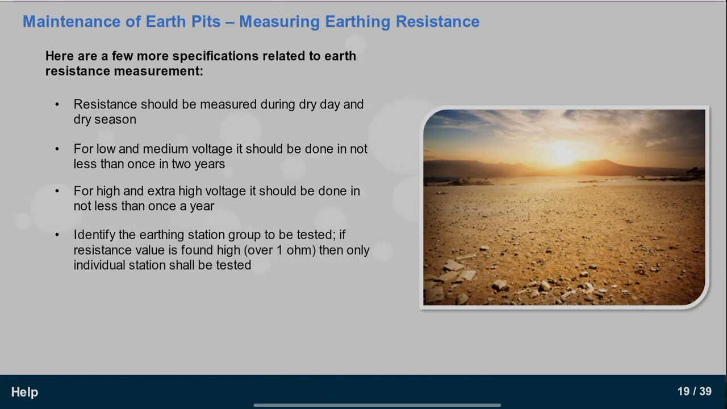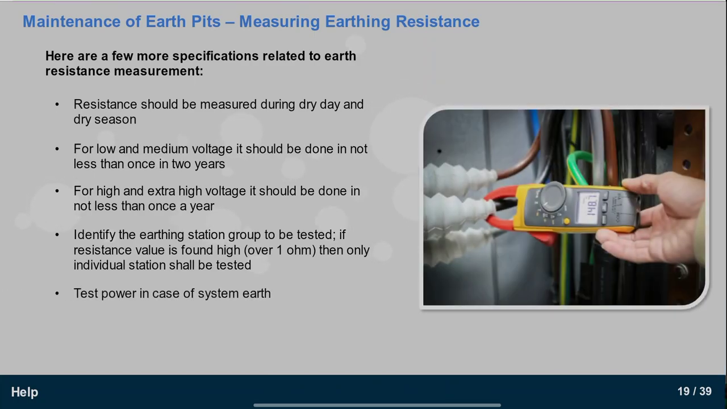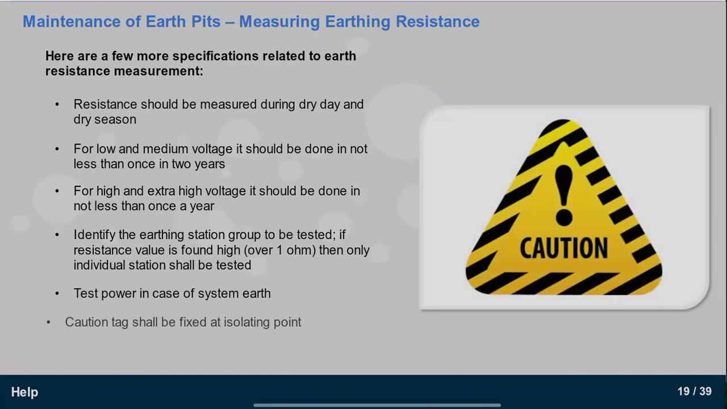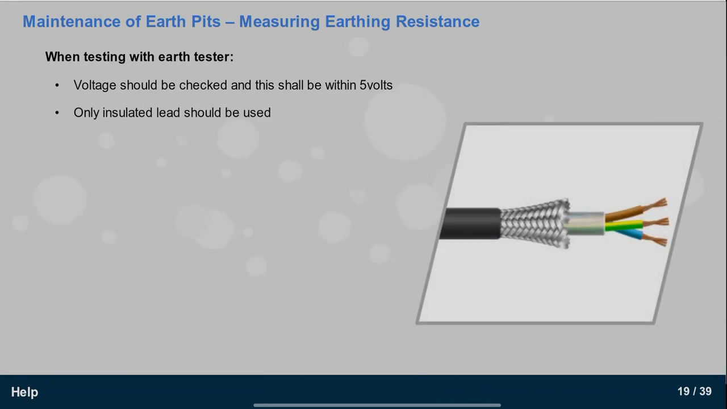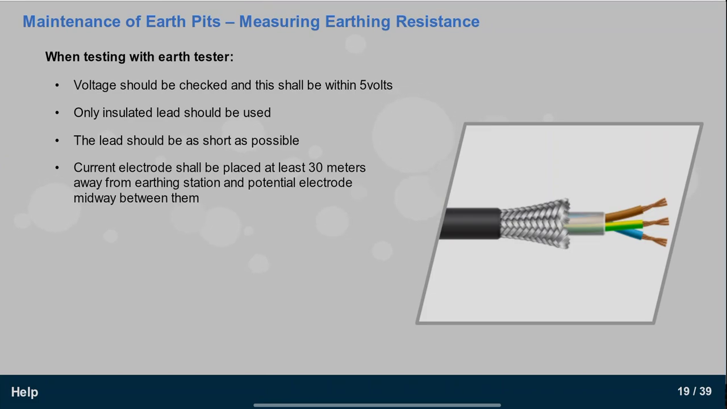Identify the earthing station group to be tested. If resistance value is found high, that is over 1 ohm, then only individual station shall be tested. Test power in case of system earth. Caution tag shall be fixed at isolating point. Voltage shall be checked and this shall be within 5 volts. Only insulated lead should be used. The lead should be as short as possible. Current electrode shall be placed at least 30 meters away from earthing station and potential electrode midway between them.